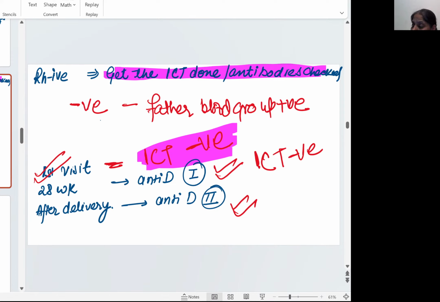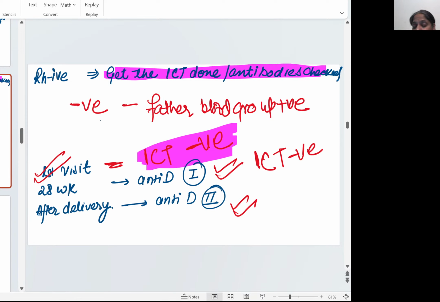Why give anti-D if the mother is making such a large amount of antibody? We give anti-D only to neutralize the fetal blood, fetal antigen. If the mother has already been sensitized, we will not give anti-D. Let's discuss its management once again quickly.